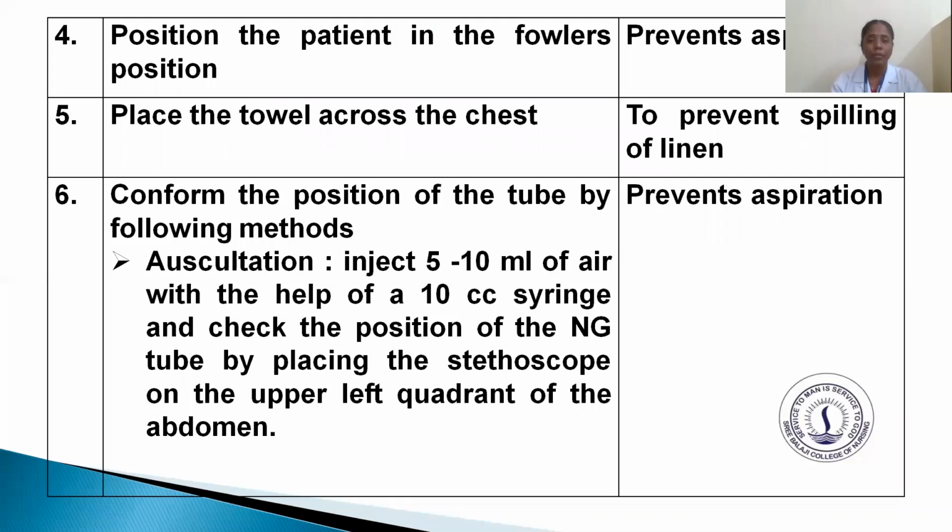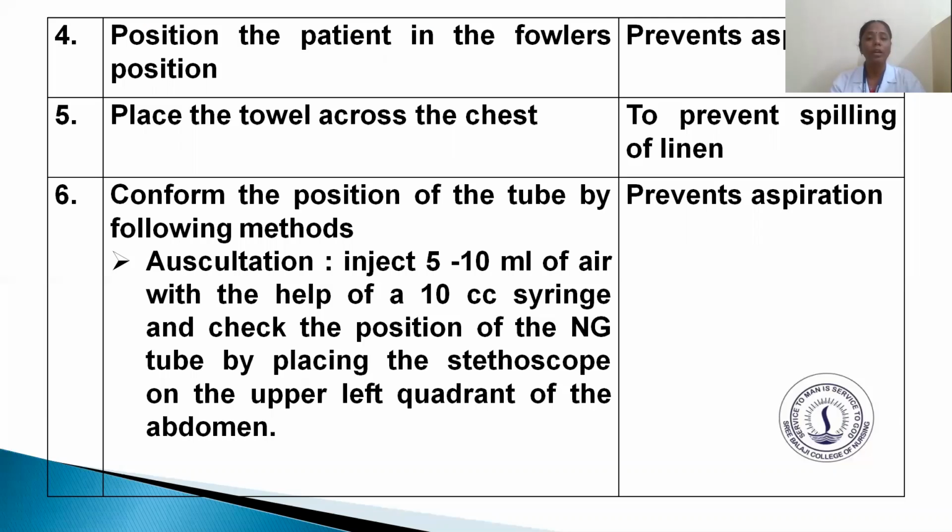Fourth, position the patient in Fowler's position to prevent aspiration, and place a towel across the chest to prevent spilling on the linen. Confirm the position of the tube by the following method. One is the auscultation method: inject 5 to 10 ml of air with a 10 cc syringe and check the position of the NG tube by placing the stethoscope on the upper left quadrant of the stomach, to easily prevent aspiration. One is giving Fowler's position, another is placing the towel over the chest. These two things prevent aspiration as well as spilling on the linen.